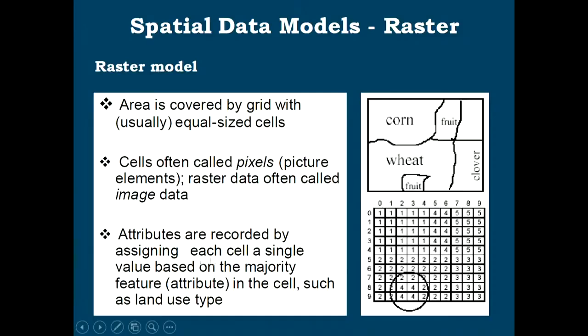Now, the attributes are recorded by assigning each cell a single value. What this means is that for one cell I have only one attribute, the digital number. Although I can have a separate table also, a lookup table, where I can store all this information, like 1 means corn, 2 means wheat. I can create one lookup table for this grid, which will map these digital numbers to the lookup table. That can also be done.